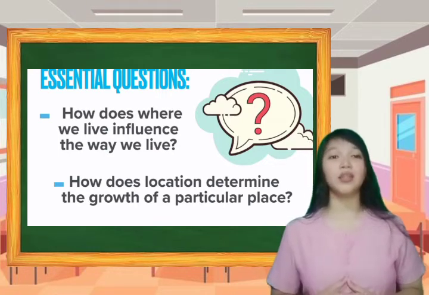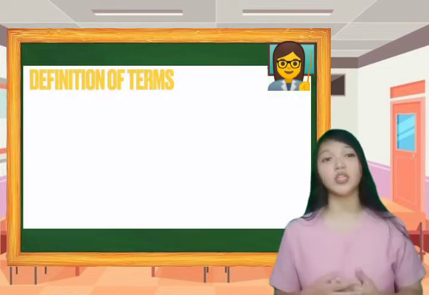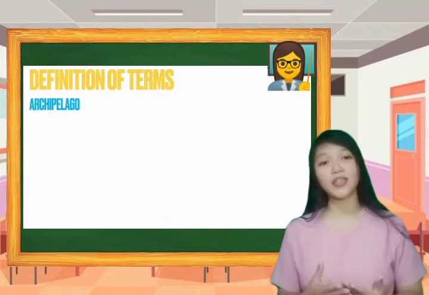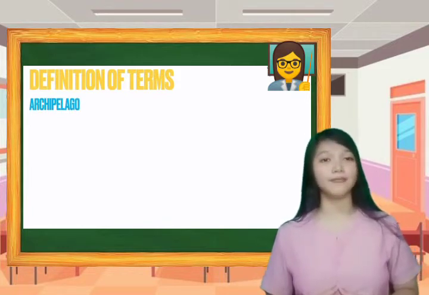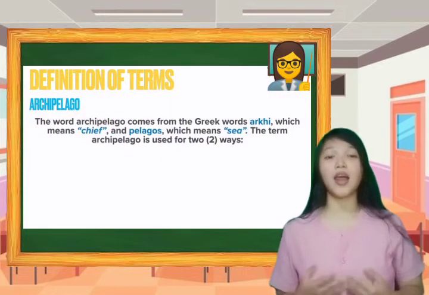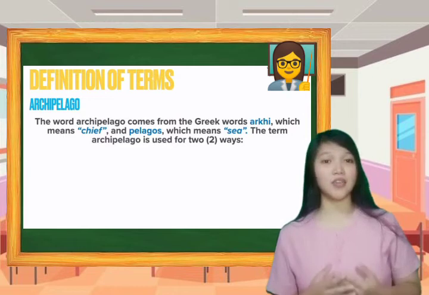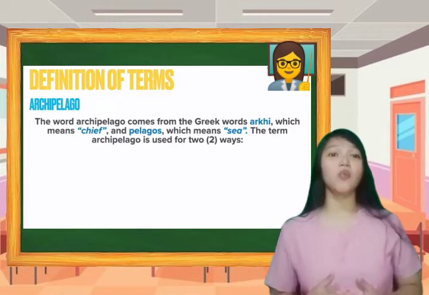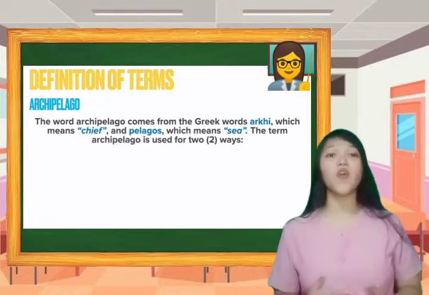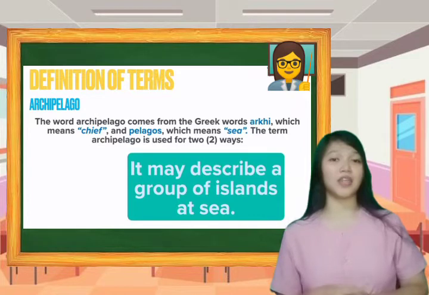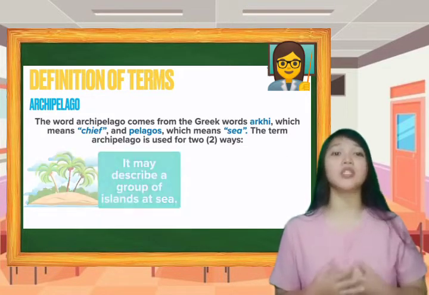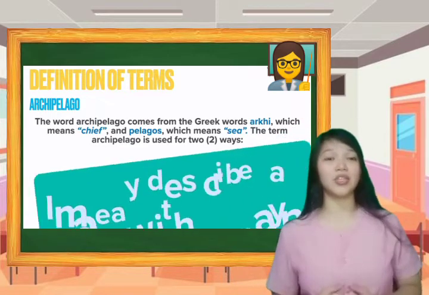Before we move on, let's define some of the terms that you're going to encounter in this lesson. First is archipelago. The word archipelago comes from the Greek words archi, which means chief, and pelagos, which means sea. So the term archipelago is used in two ways. It may describe a group of islands at sea, or the second way is to describe a sea with many scattered islands.